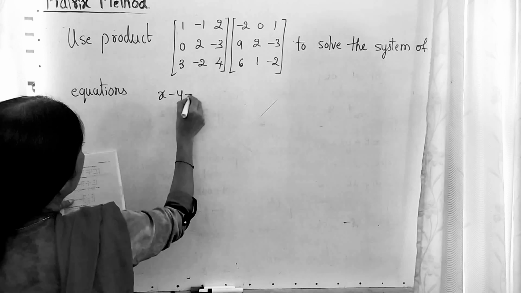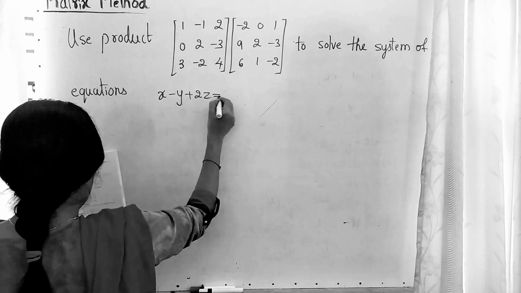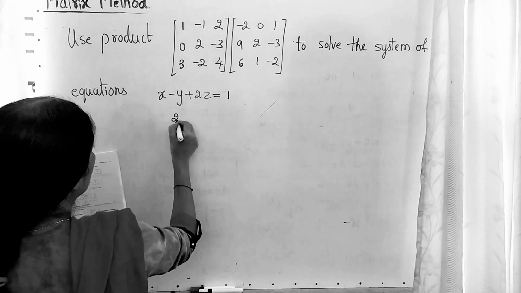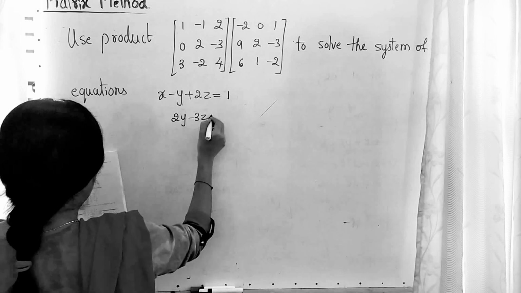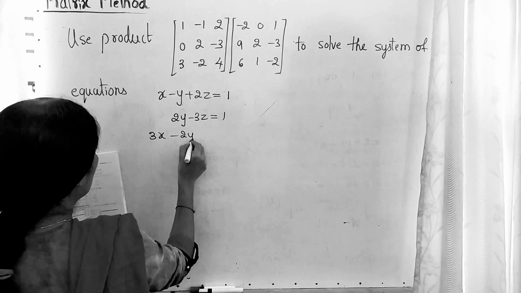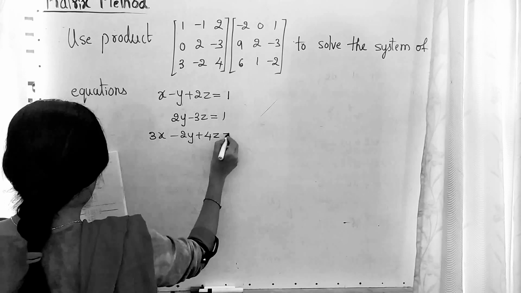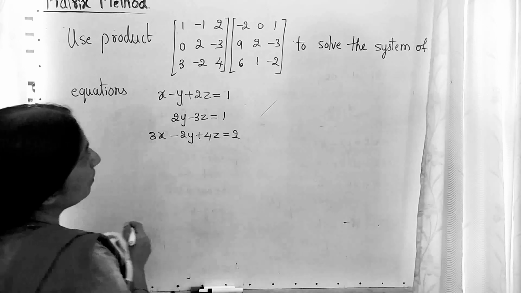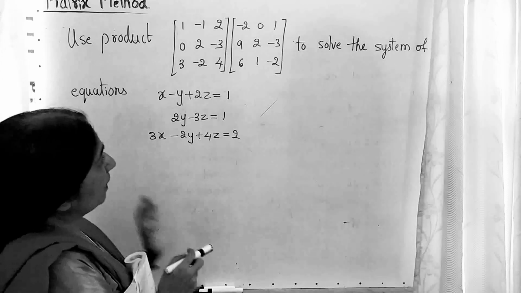x minus y plus 2z is equal to 1. 2y minus 3z is equal to 1. 3x minus 2y plus 4z is equal to 2. So that means it is a very interesting question.